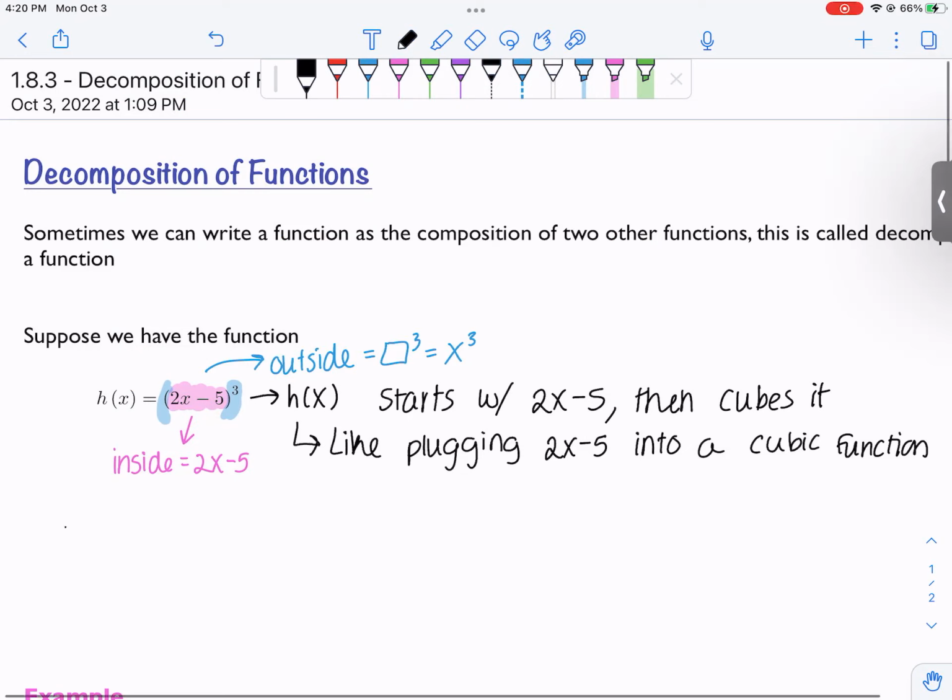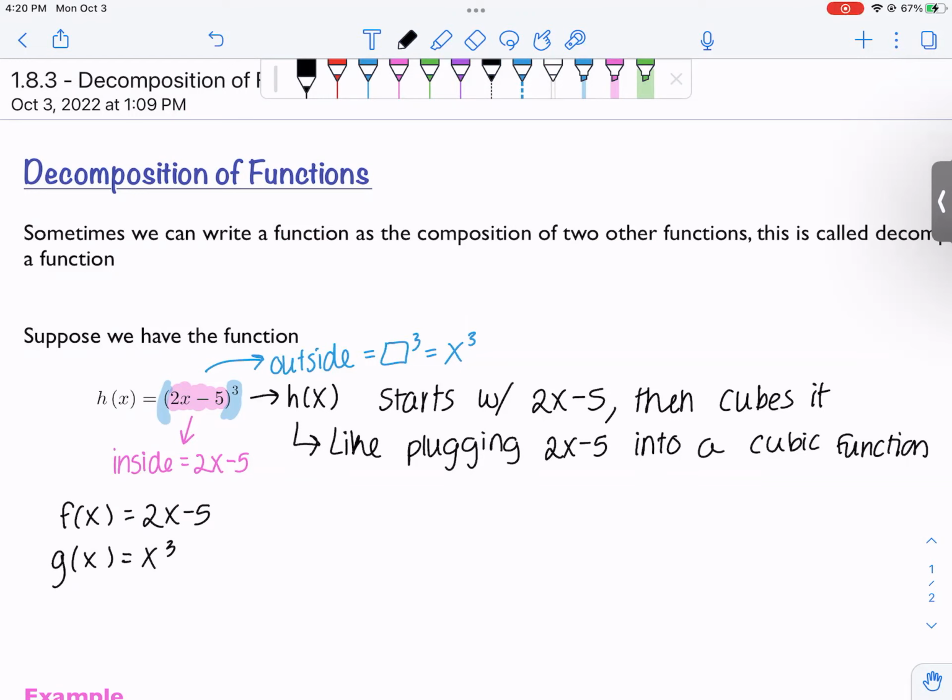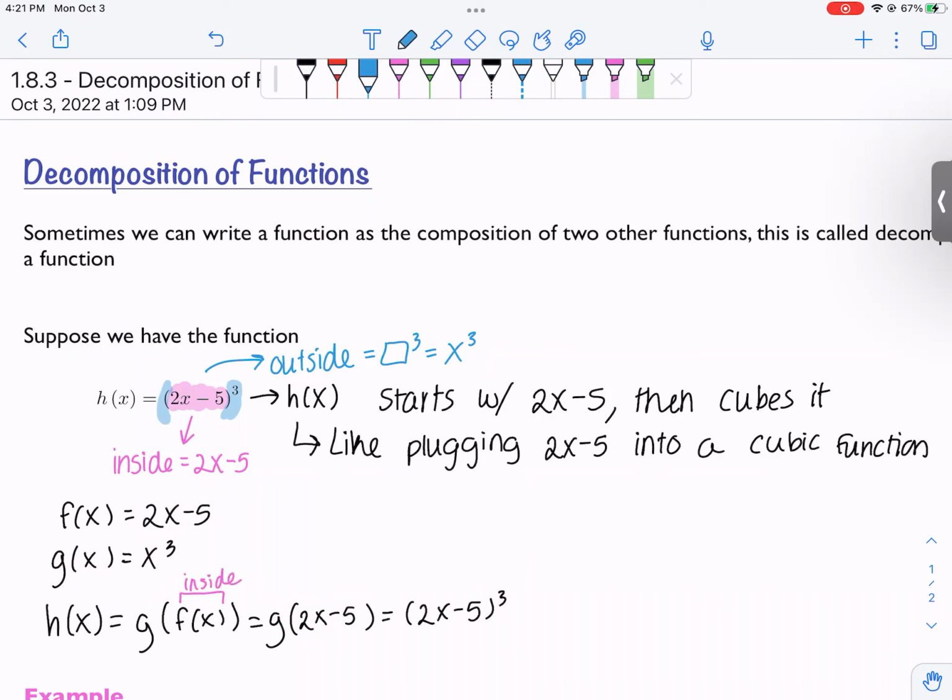So if I said that f of x was 2x minus 5, if I said that g of x was x cubed, then h of x is the same thing as plugging f into g. So that would be g composed with f. To prove it, f of x is 2x minus 5. Now I'm plugging 2x minus 5 into the function g, which is x cubed. So that's 2x minus 5 cubed. Okay. We have our inside function and our outside function.